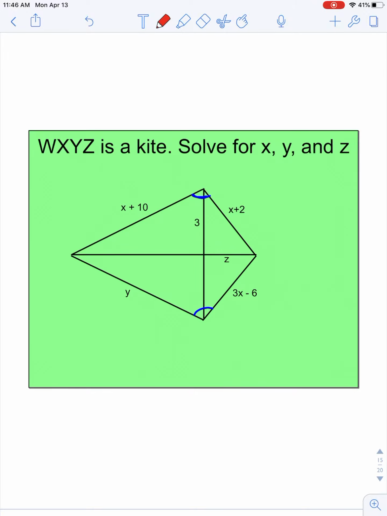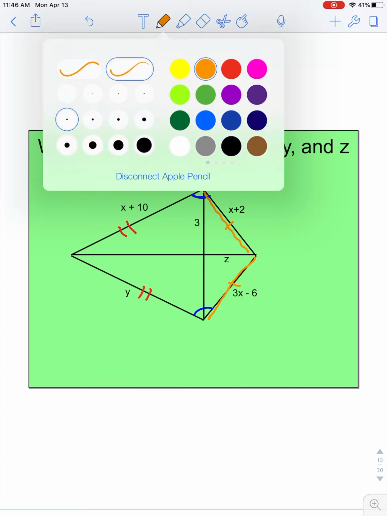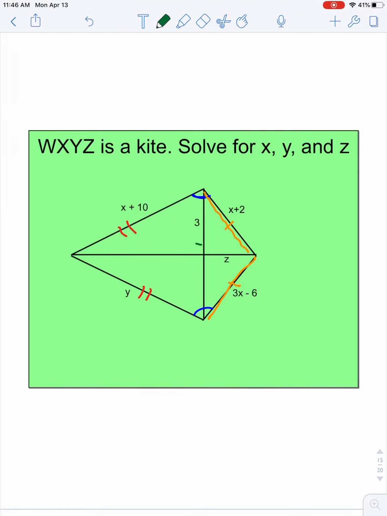Here we're told that this is a kite. Well, because we're told that, then we know that these two consecutive sides are congruent, and these two consecutive sides are congruent. We also know, remember, that the diagonals are perpendicular and one pair of opposite angles, that's already marked congruent. So we have a lot of information. We're supposed to solve for x, y, and z.